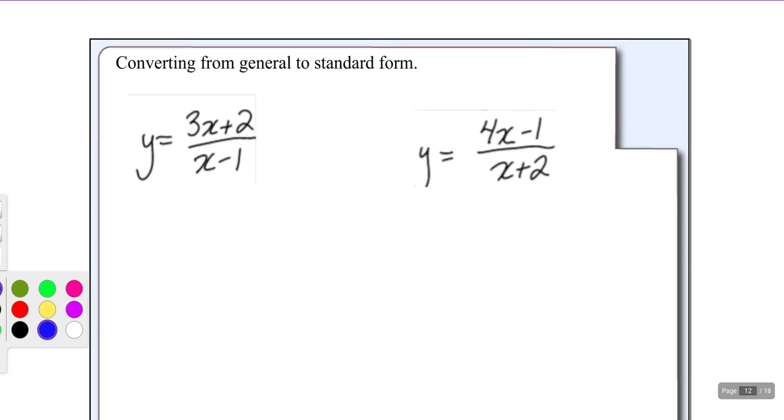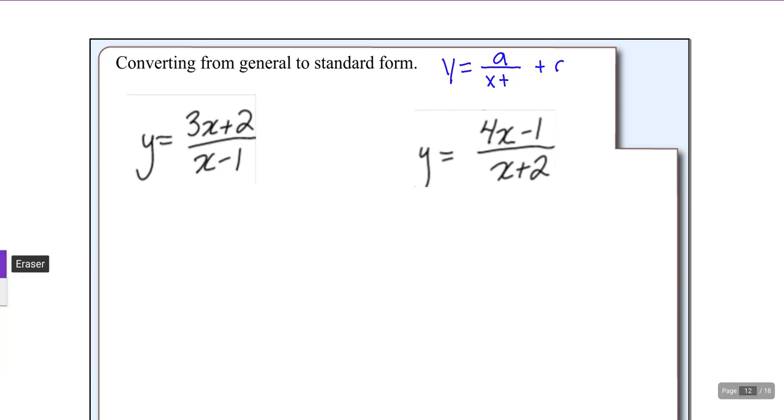Our goal is to take a rational expression and get it into this form. Ooh, I don't want to use those letters. My apologies. We were using H and K yesterday, right? And we wanted to be subtraction. There we go. That was a little messy, but we got there. Our goal is to take the rational expression and write it like that.